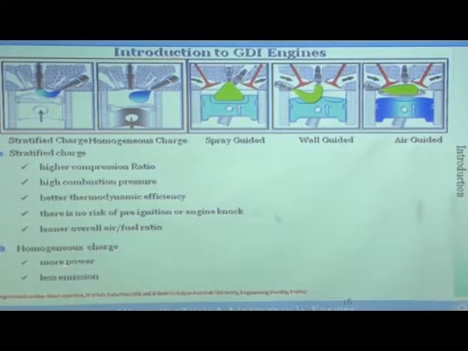Okay. Homogeneous charge also gives you more power and less emissions. So, when you are using stratified charge, these are the benefits. When you are using homogeneous charge, these are the benefits. So, you are actually able to cater to the entire spectrum of the load, from low load to high load. When it is low load, you work in stratified charge mode. When it is high load, you are working in homogeneous charge mode.